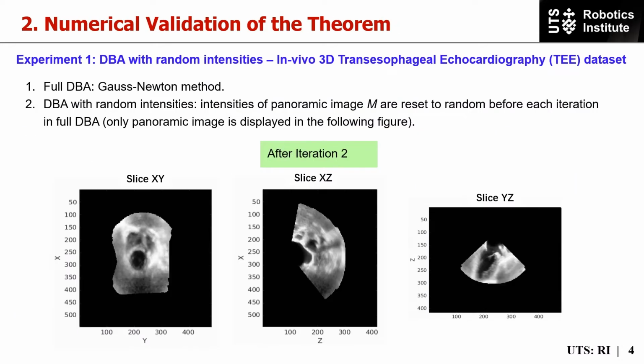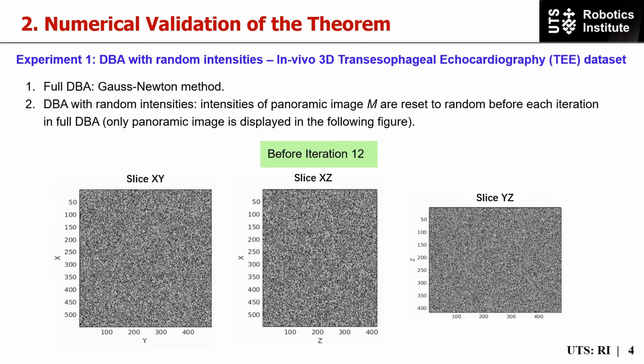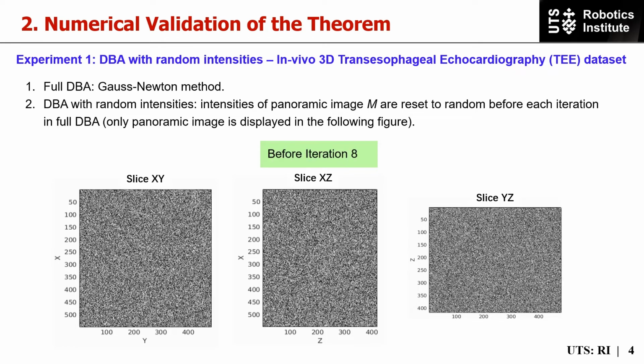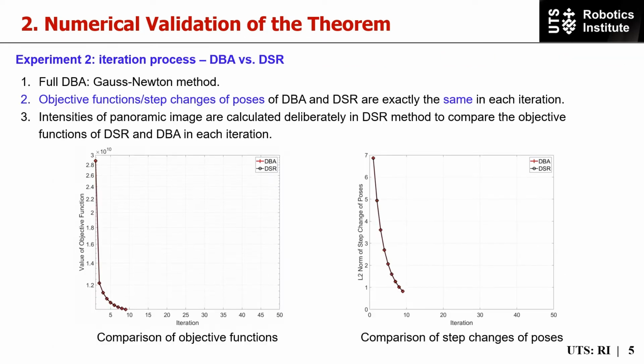In addition to the mathematical proof of the theorem, we performed the numerical validation as well. In the first experiment, we solved the full DBA by using the Gauss-Newton method. Before each iteration, we reset the panoramic image to random values. It is found that after each iteration, the image returns the correct result, which indicates the independence of pose optimization from the panoramic image. In the second experiment, we solved the same simultaneous registration problem by using DBA and DSR respectively. It is shown that two algorithms have the exactly same objective function and step changes of poses in each GN iteration.